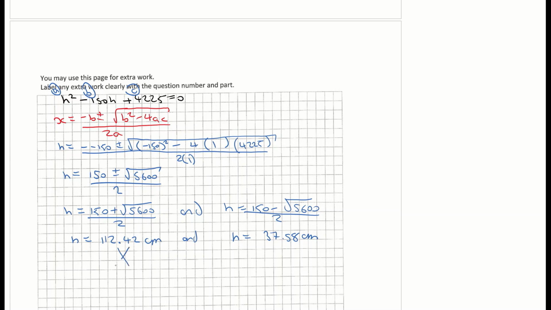Now I just need to decide on which one is going to be my answer. I'm going to ignore this one because this one is actually greater than my radius. So I'm just going to state that. Can't use since 112.42 is greater than my radius. And don't forget my radius of the wheel was 75 centimeters. So obviously the block can't be bigger than the radius. So therefore I'm taking h as 37.58. That's going to be the maximum height that the little timber block can be.